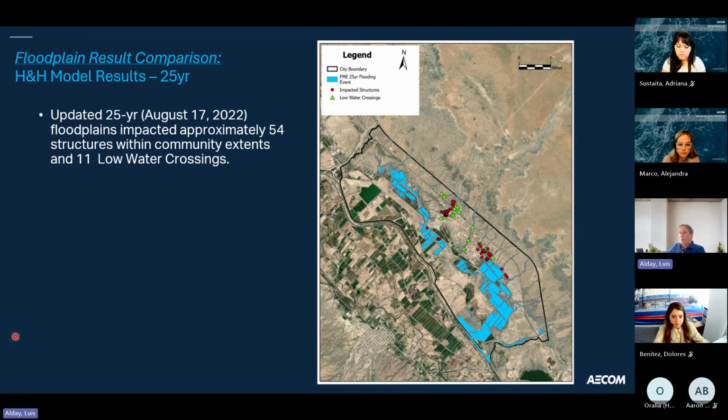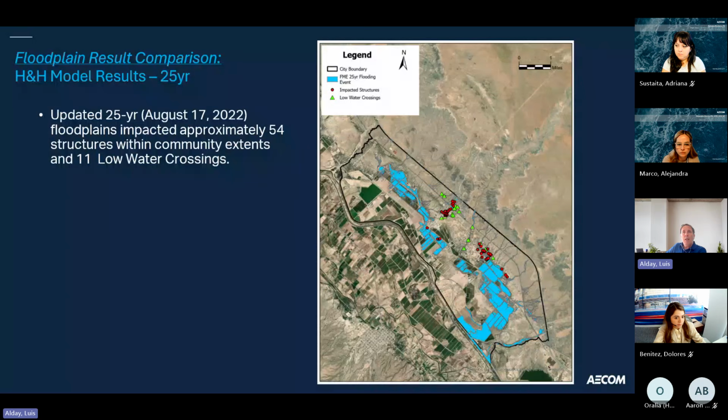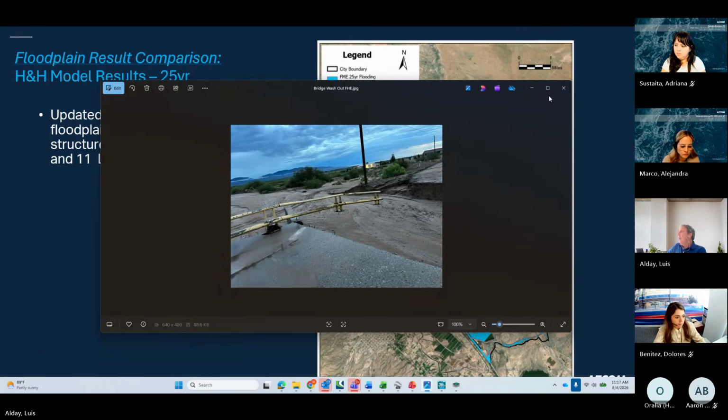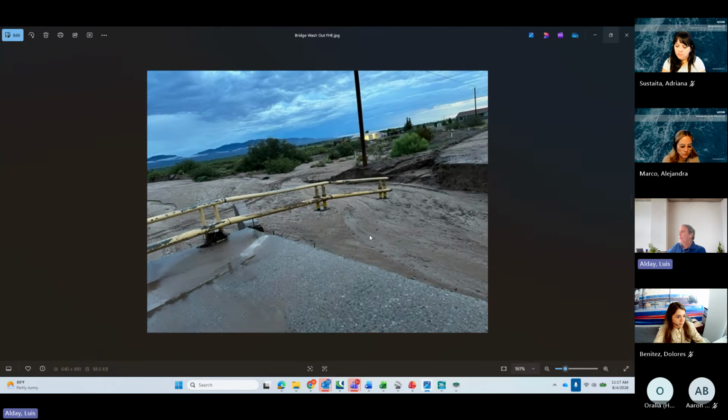And I also have a question for you, because when you send those pictures and videos, I am very thankful, because it helps us a lot. There is this one. Let me see if I can open it. Yes, here. This bridge that was washed out. Do you know the location of this bridge?